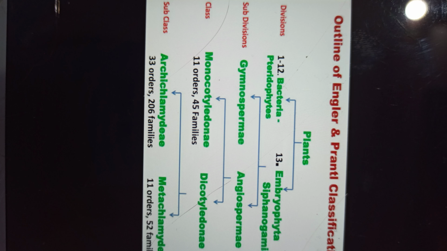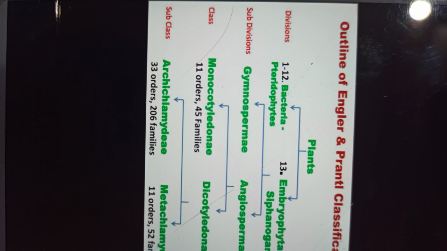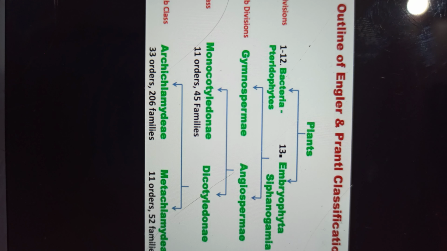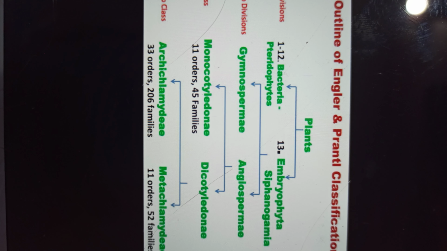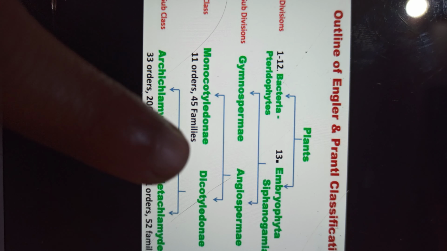Divisions 1 to 12 include bacteria and pteridophytes. The 13th division is Embryophyta Siphonogama. Coming to the subdivision, the higher plants, Siphonogama, are further classified under the subdivisions Gymnosperm and Angiosperm. Then at the class level, Angiosperm is further classified into Monocotyledon and Dicotyledon.